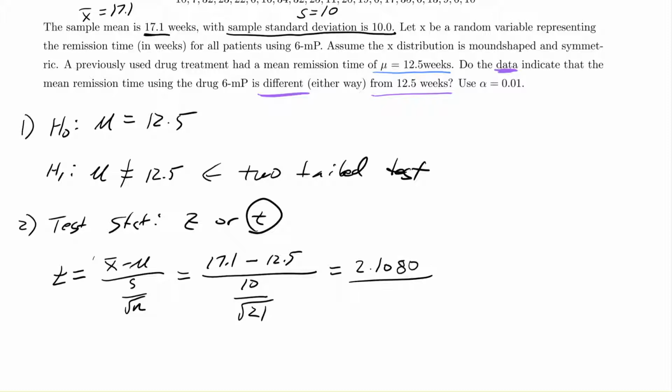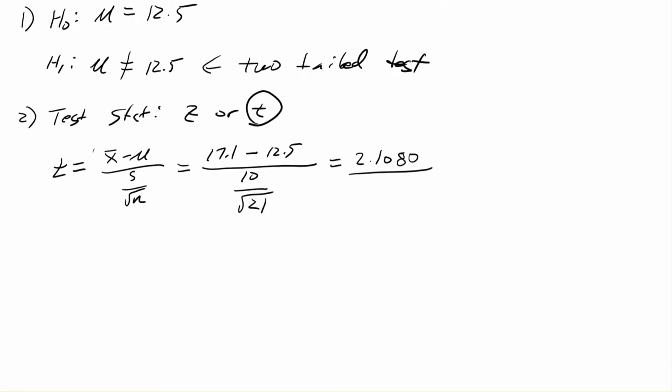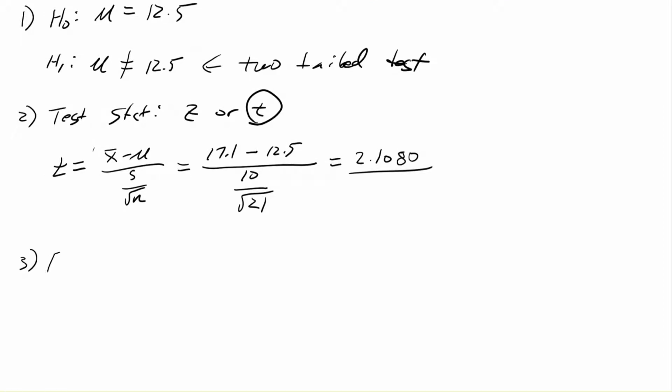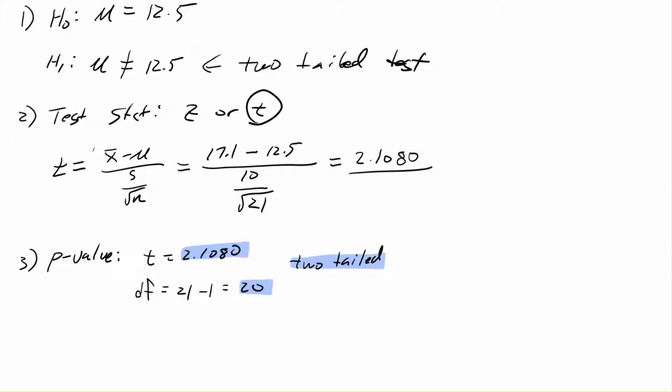So this is all we get for the t value, the t test statistic. Then for step 3, we have to find the p-value. Well, we know that t is this value, and for degrees of freedom, the sample size was 21, so 21 minus 1 gives us 20. It's also two-tail because the alternative is "different from." We need to keep in mind all these three things when finding the p-value using the t-table. So let's go to the t-table.